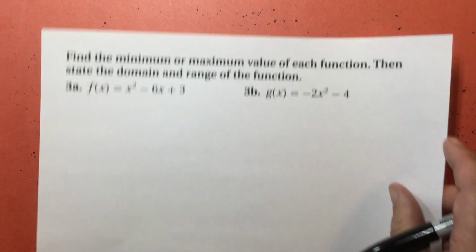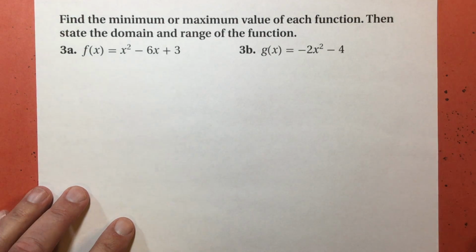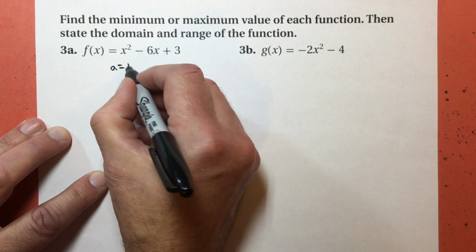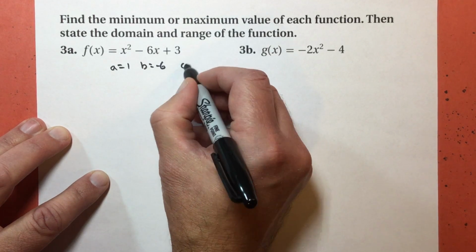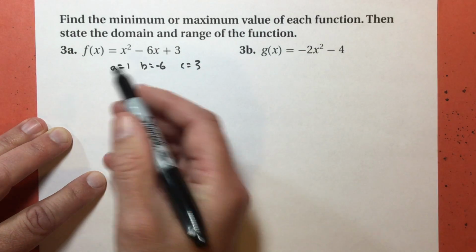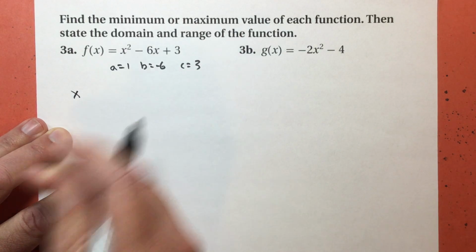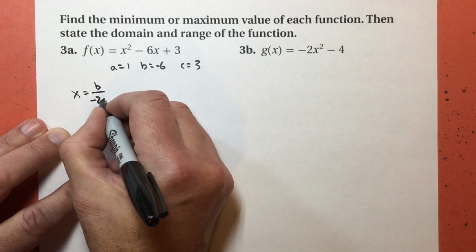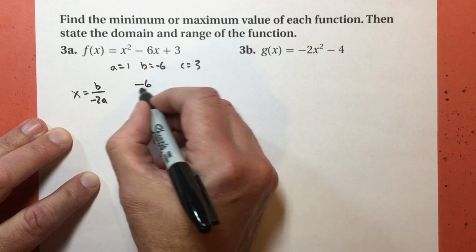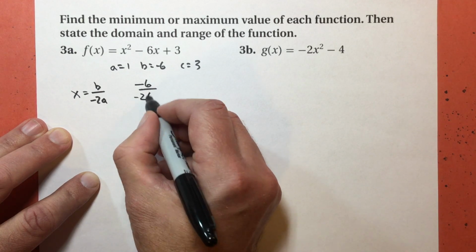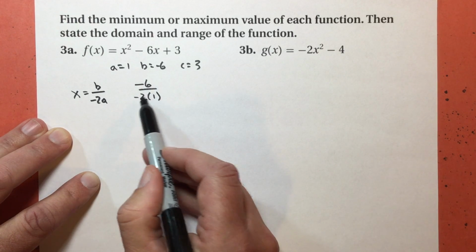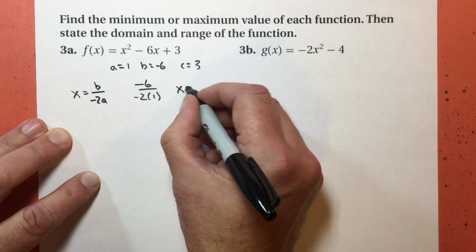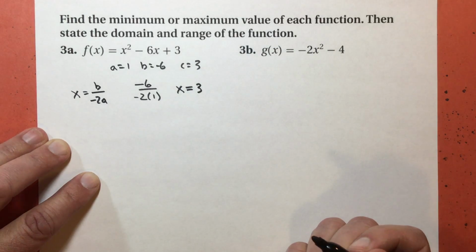Okay, let's do a couple more. So a equals 1, b equals -6, and c equals 3. I want to find my axis of symmetry, which will tell me where the x value of my vertex is. One more time, it's b over -2a. That's -6 over -2 times 1. -2 times 1 is -2. -6 divided by -2 is +3. So my axis of symmetry is x equals 3.